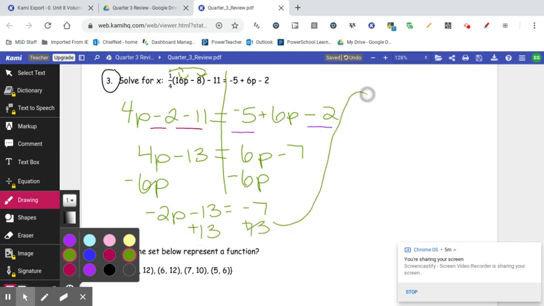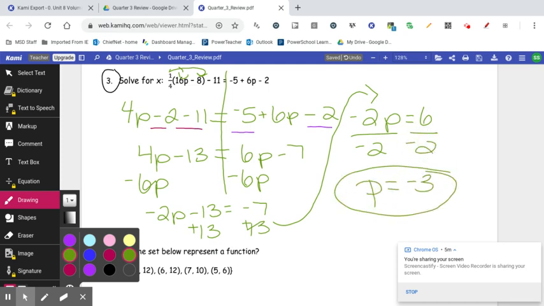I'm going to come up here so I have more room. We have negative 2p equals negative 7 plus 13, which is going to be positive 6. Divide both sides by negative 2, and we get p is equal to negative 3. And that is our answer.